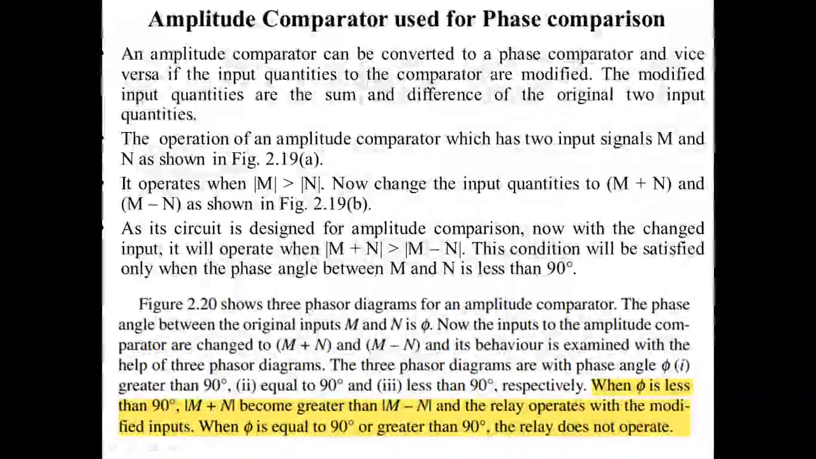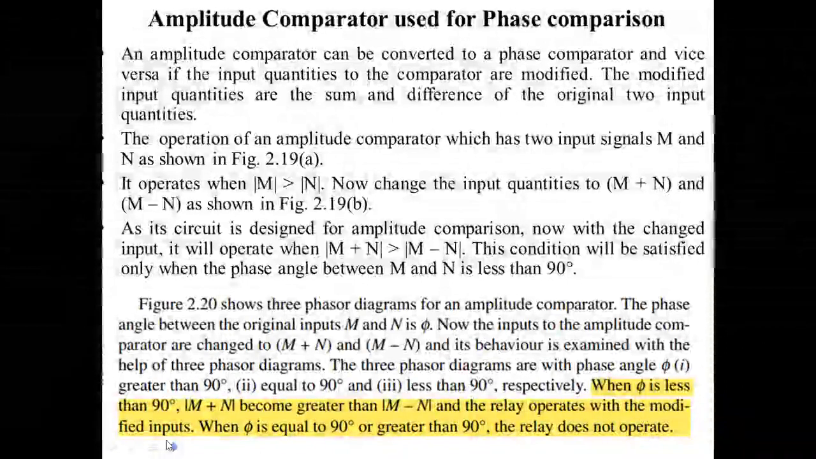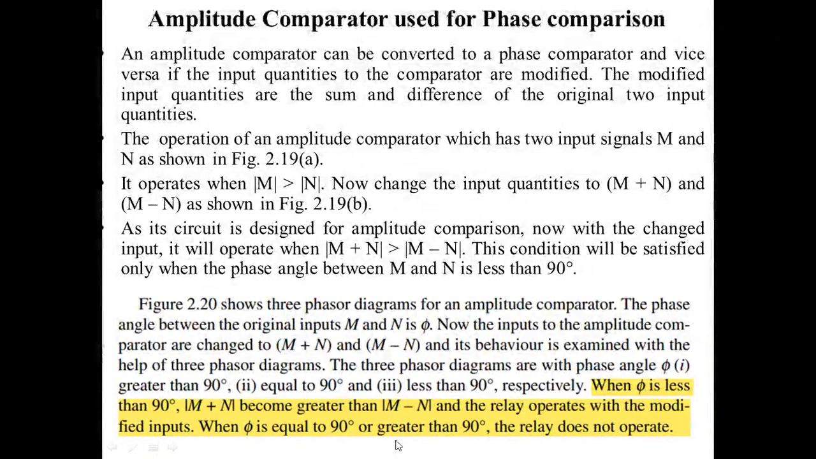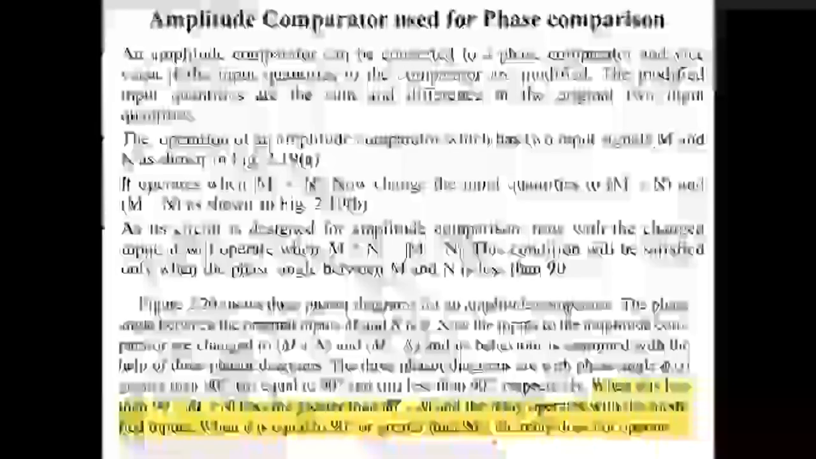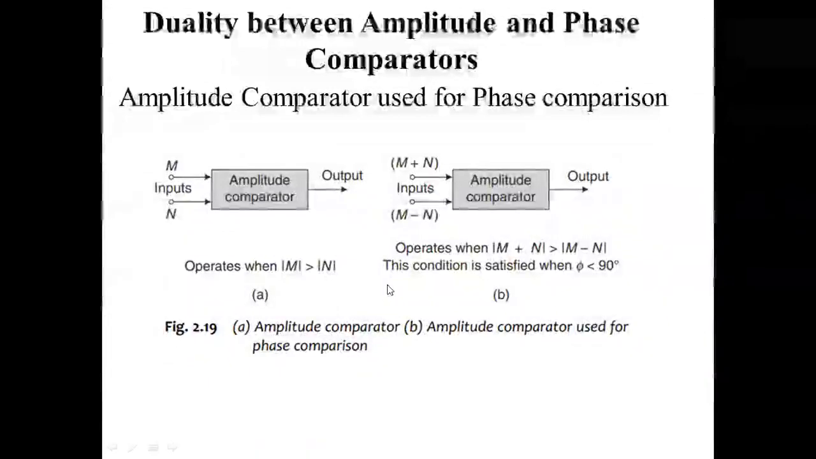When phi is less than 90 degrees, then M plus N, your operating quantity, is greater than M minus N, and this relay operates. When phi is equal to 90 degrees or greater than 90 degrees, this relay does not operate. Okay, so this is the case when an amplitude comparator is used for phase comparison.